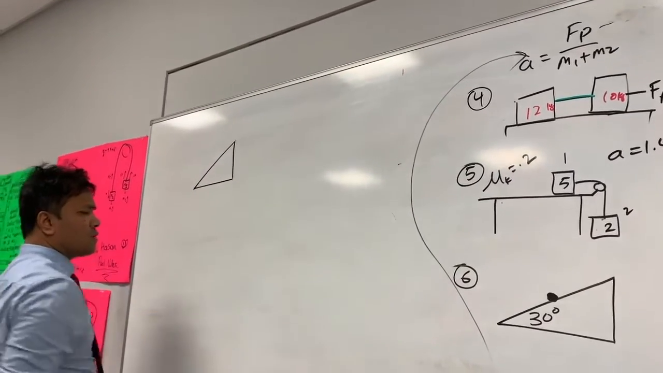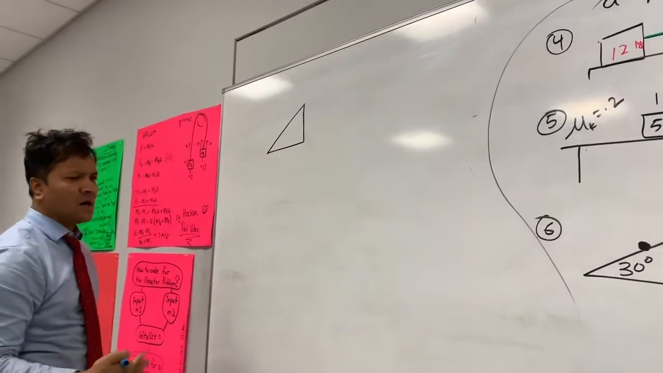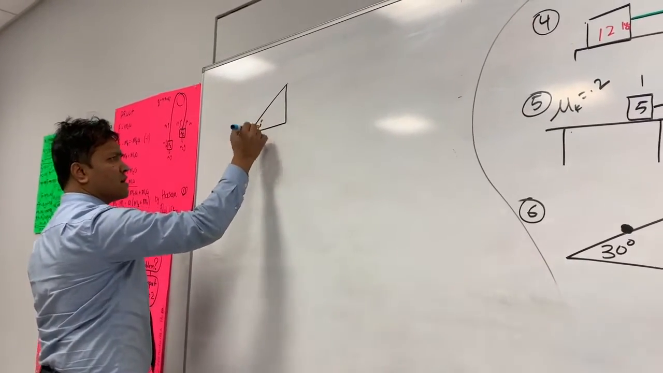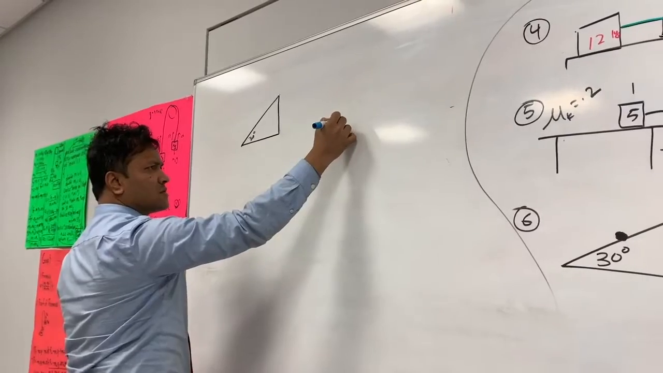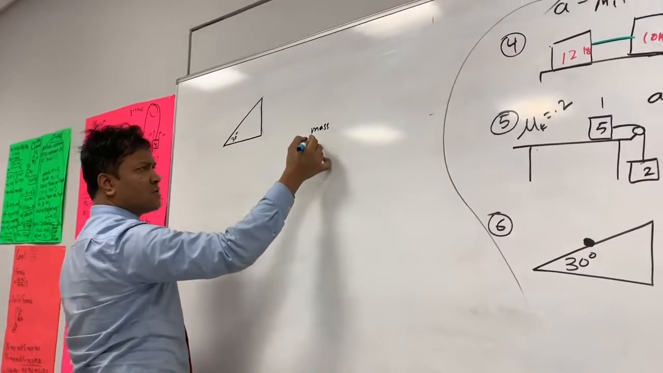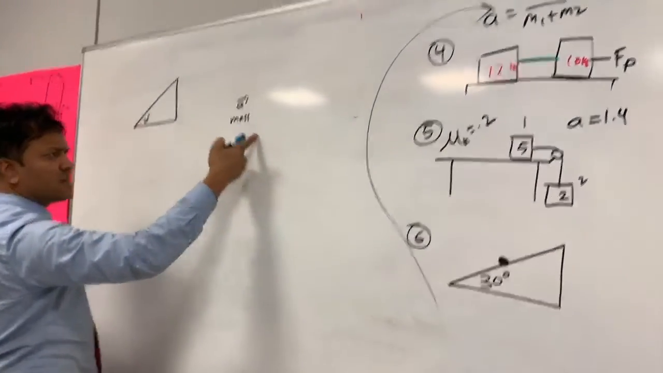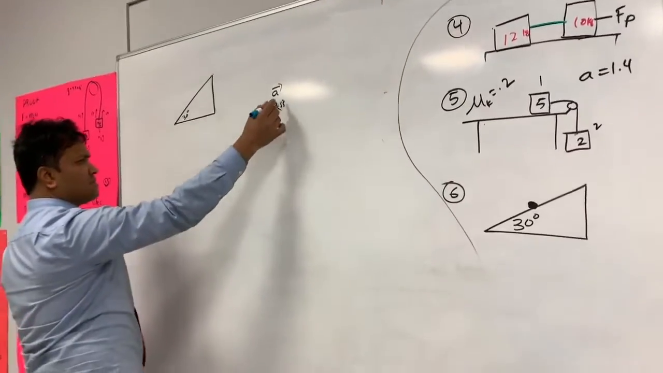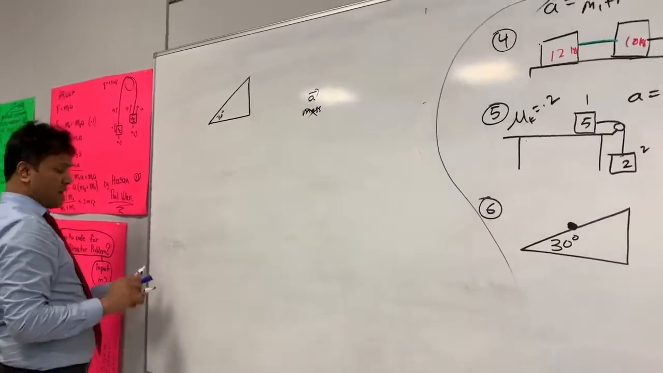So I will show the proof of the formula of the incline. So the incline is 30 degrees. As you know, the mass doesn't matter. Acceleration is independent of the mass. Okay, now what I'm going to do is put the mass.